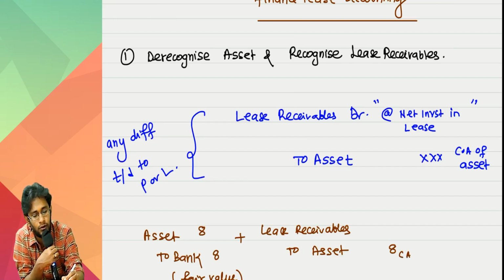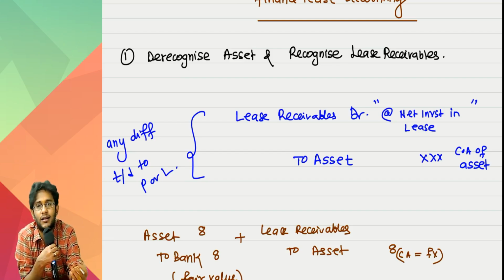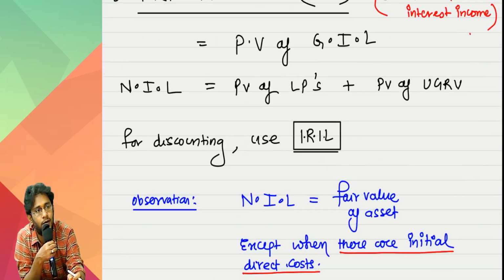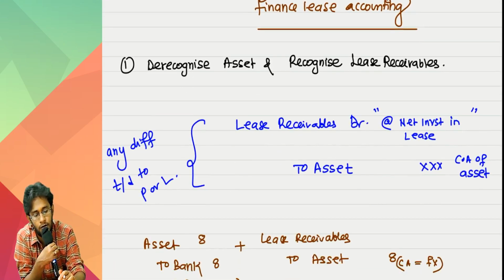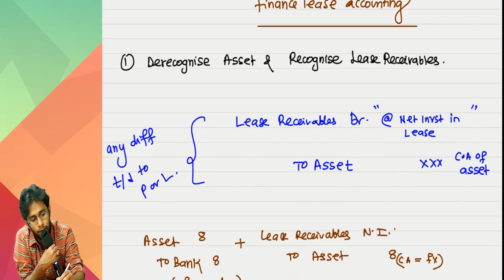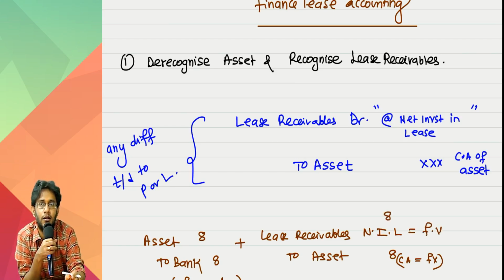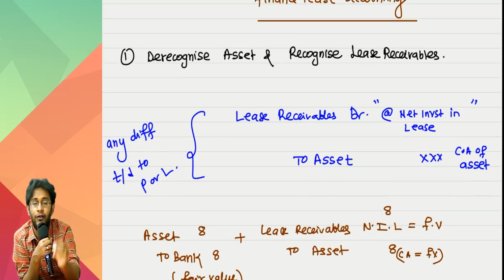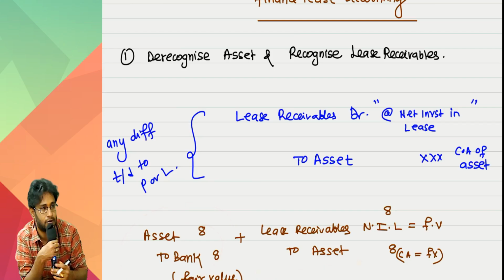Understand, the carrying amount is also equal to the fair value. And lease receivables are recognized at what value? Net investment in lease. What did we just now establish? Net investment in lease will be exactly equal to fair value. So this also will be equal to 8 lakhs. So will a gap enter? It will not come. Why did you write any gap transfer to P&L? Because gap will not come when you buy the asset today and give it on lease.